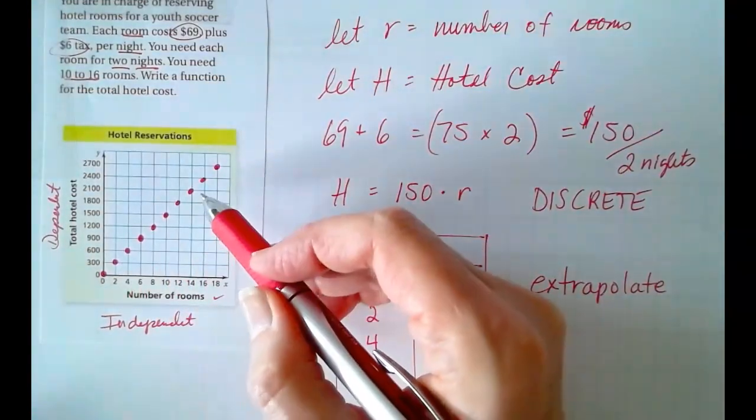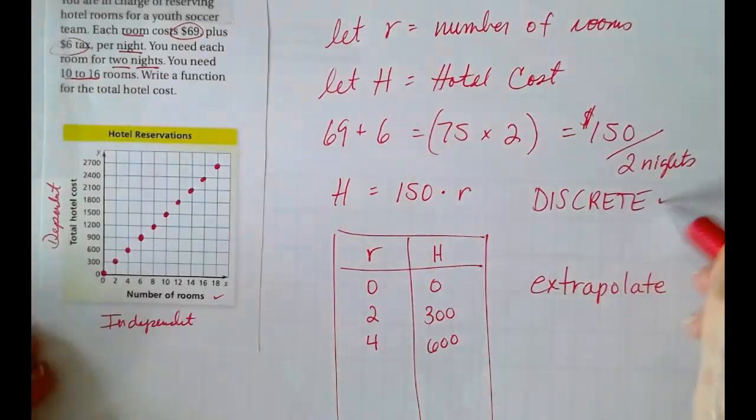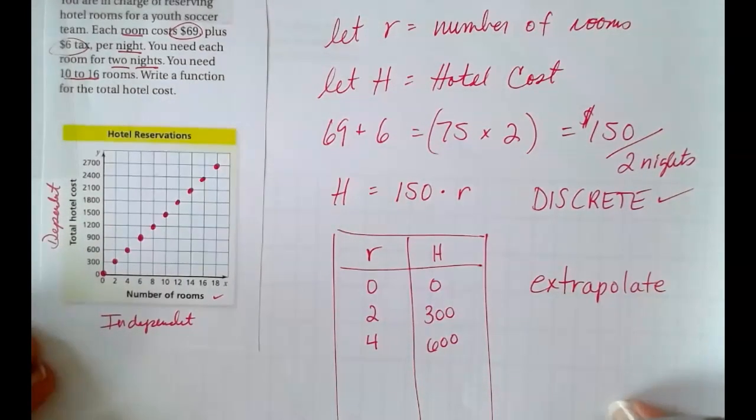So once again, this is a discrete graph. Do we connect those dots? No, we do not. Because once again, we're not getting a half a room or a third of a room. We're either getting a room or we are not. That is a discrete function.